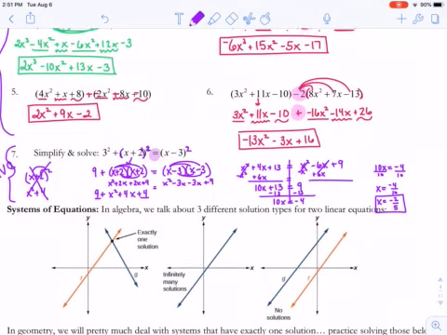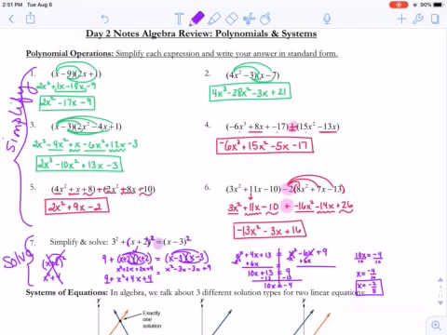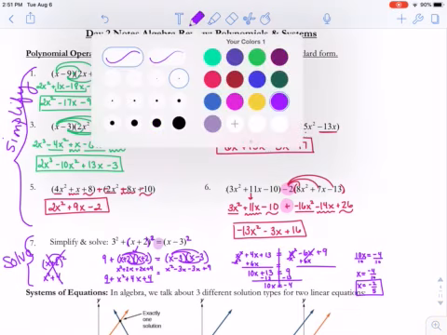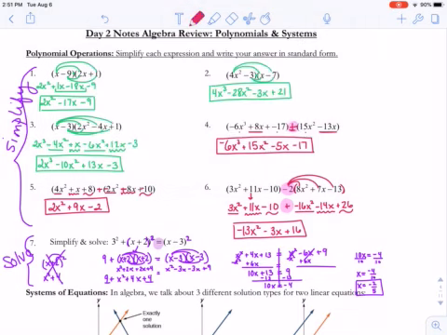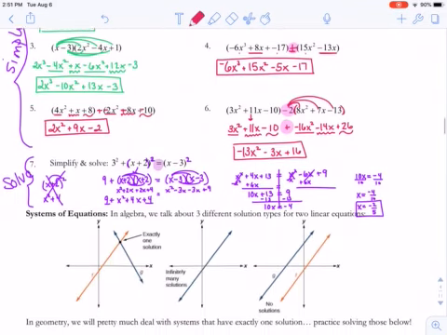All right, that is polynomials. Be sure to highlight, circle, mark any problems that you were a little bit confused on. Mark them on your notes so that you can ask me tomorrow in class, or maybe just rewind the video and listen to my explanation again.